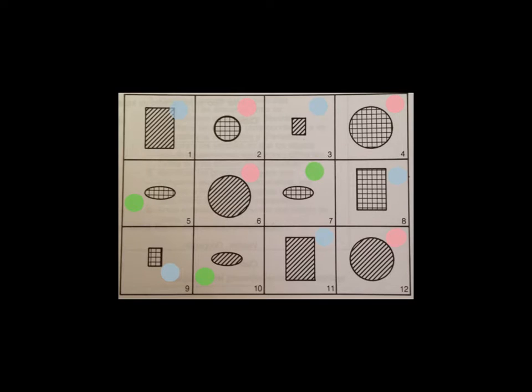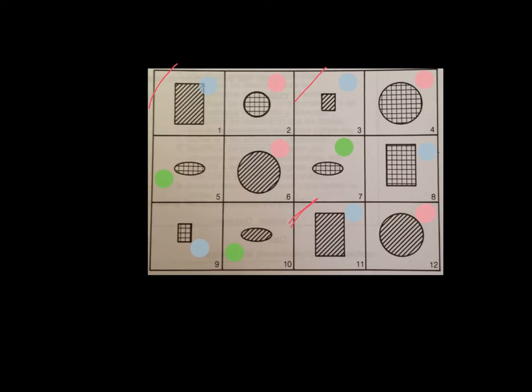Now we're going to look at the design that is inside the shape. And we can identify, for example, sloping lines. Those sloping lines are in this rectangle, this other rectangle, and here's another rectangle with sloping lines. The rest of the rectangles have squares inside.